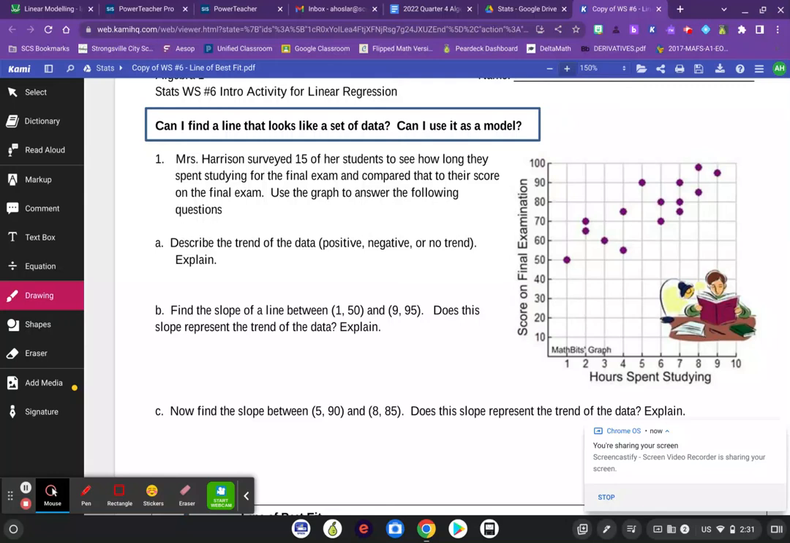Hassler here. I'm going to do the notes for worksheet number 6. We're going to be introducing linear regression and mostly taking a look at scatter plots and the line of best fit.